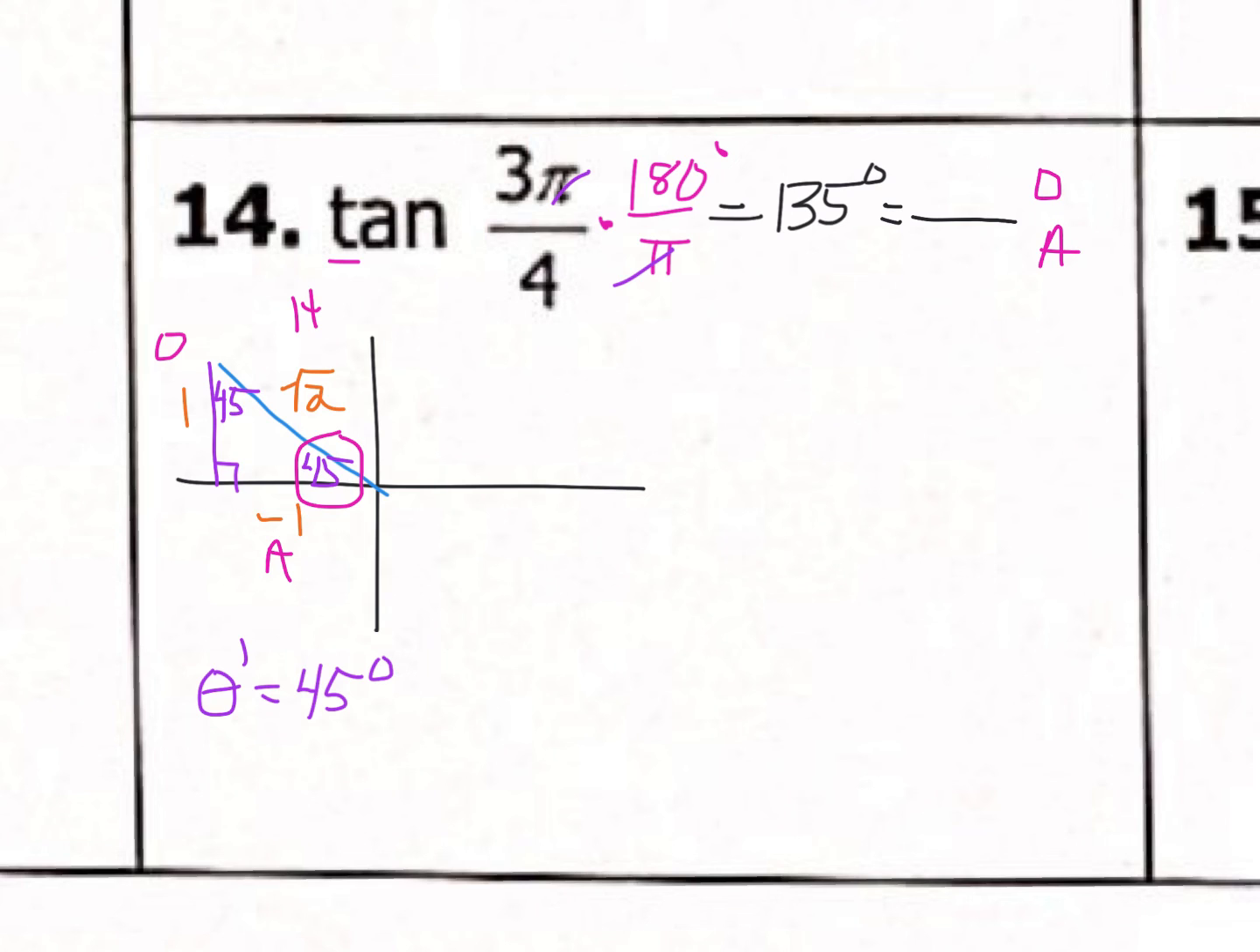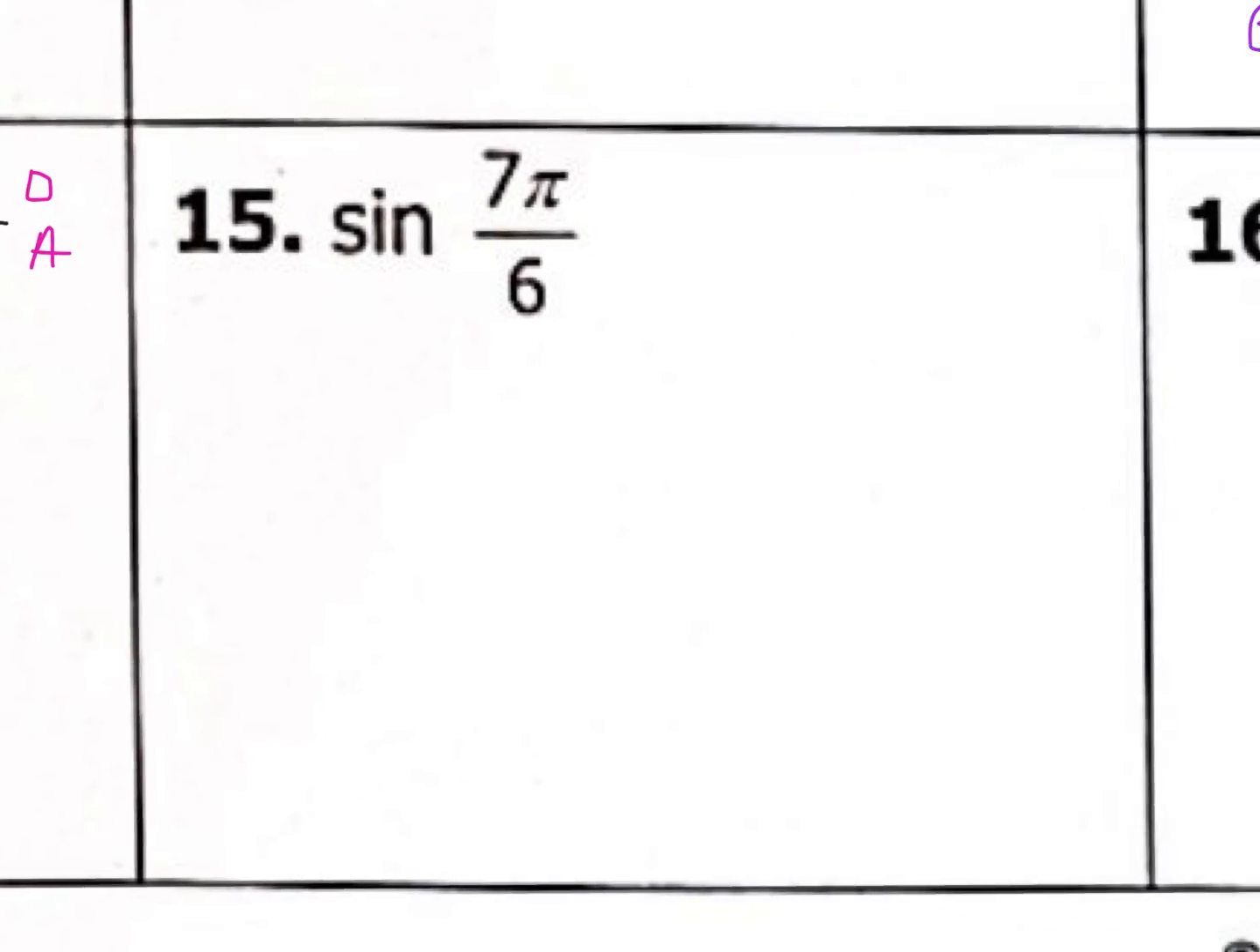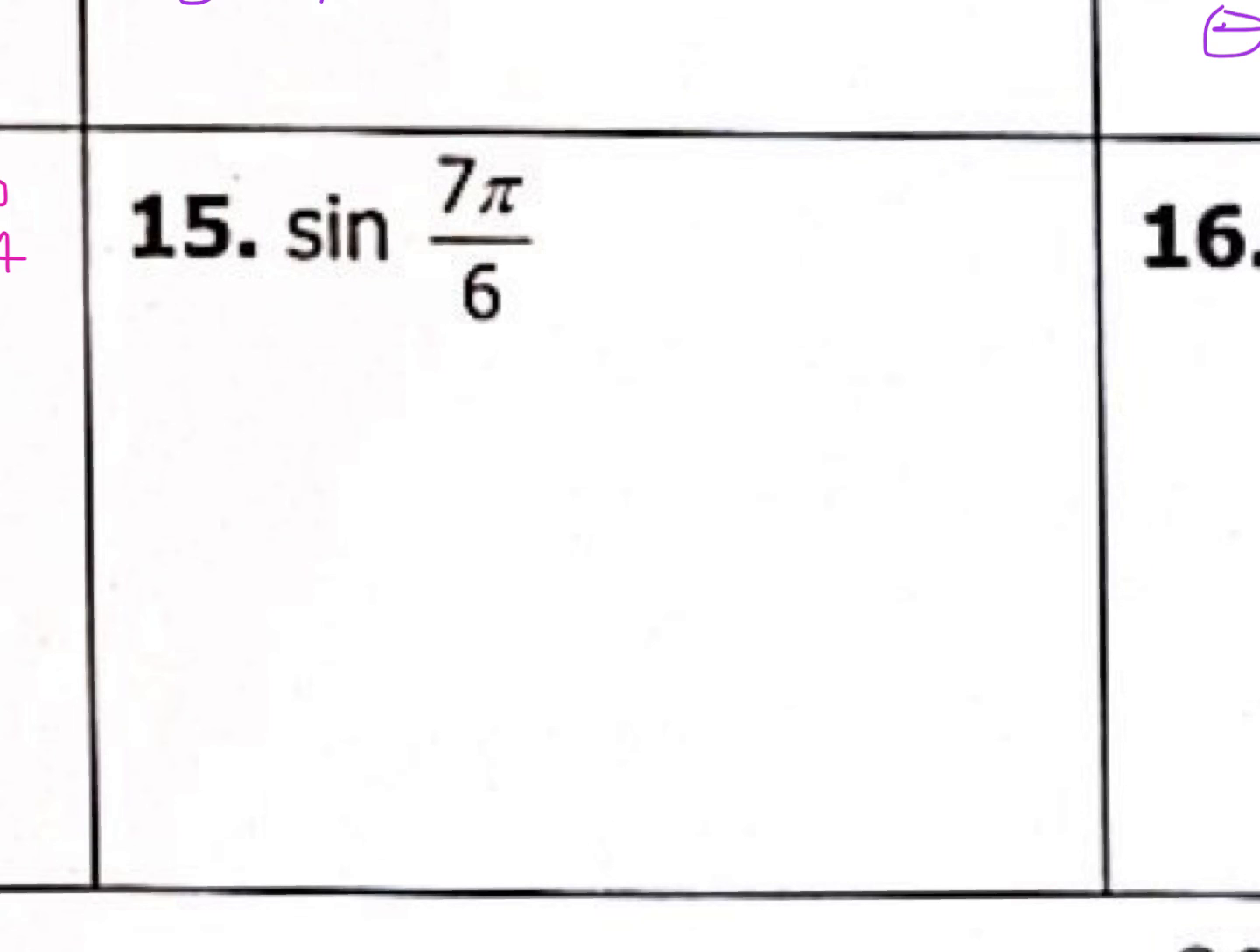All right, so our opposite is the 1, and our adjacent is the negative 1. So 1 over negative 1 is equal to negative 1. So the tangent of 3 pi over 4 turns out to be just negative 1. All right, 2 more. Number 15, you want to convert this by multiplying this by 180 degrees over pi.